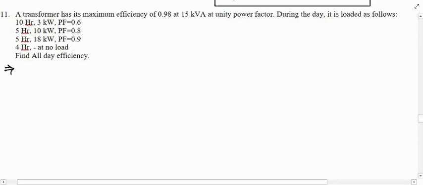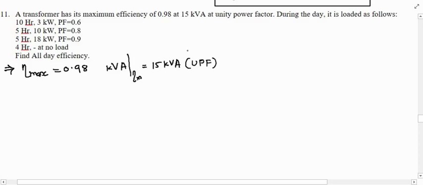First of all, what is given in the data? It has a maximum efficiency of 0.98. So I will write down here eta max equals 0.98. And the kVA corresponding to the maximum efficiency is given as 15 kVA. This is not the rating of the transformer. This is the kVA corresponding to the maximum efficiency. At that time, what is the power factor? It is unity power factor. So the load at which maximum efficiency occurs is 15 kVA at unity power factor.